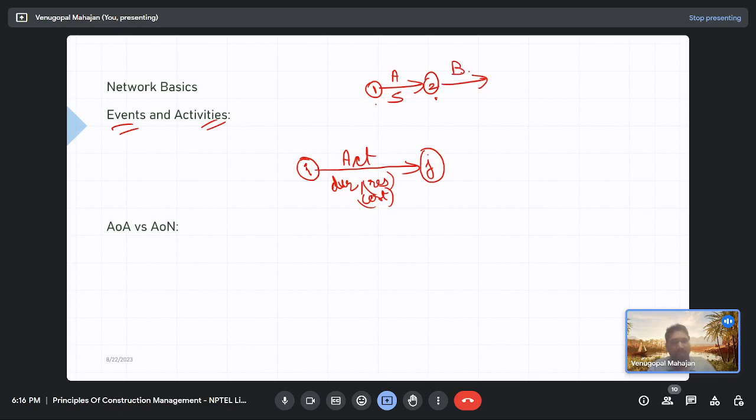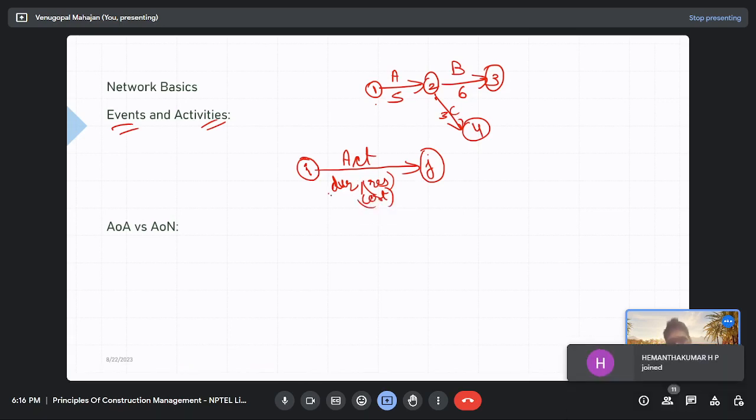Then there could be another activity going to 3, and this time 2 becomes the start event for the next activity. And there could be activities like this also. This event could be diverging, where more than one activity is coming out of it. So this is one kind of representation. But which kind of representation is this? This is AOA, activity on arrow. We represented activity on arrow.